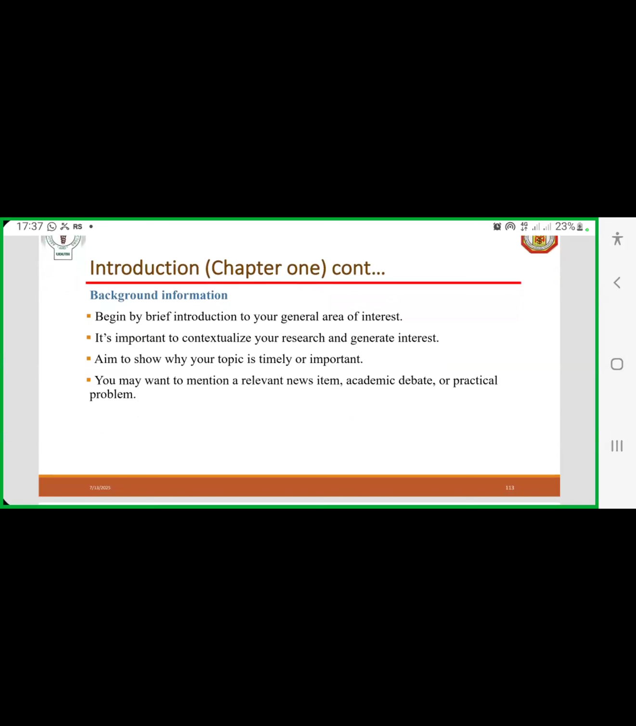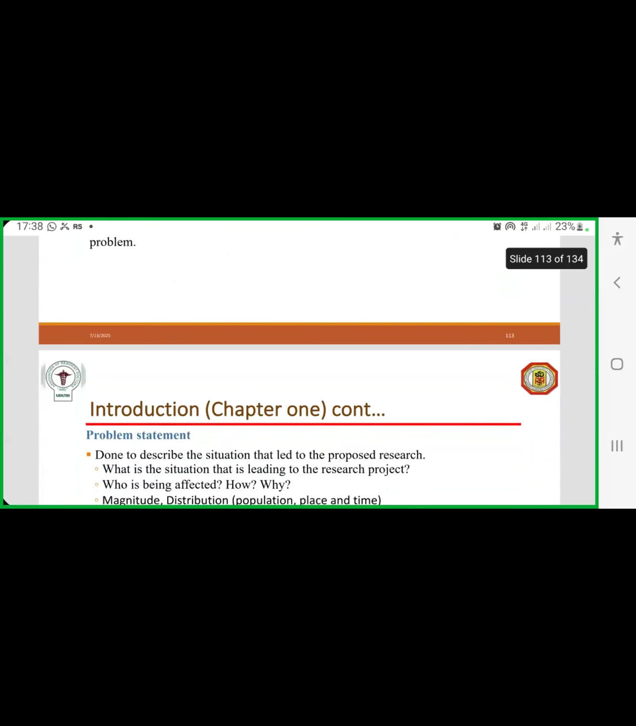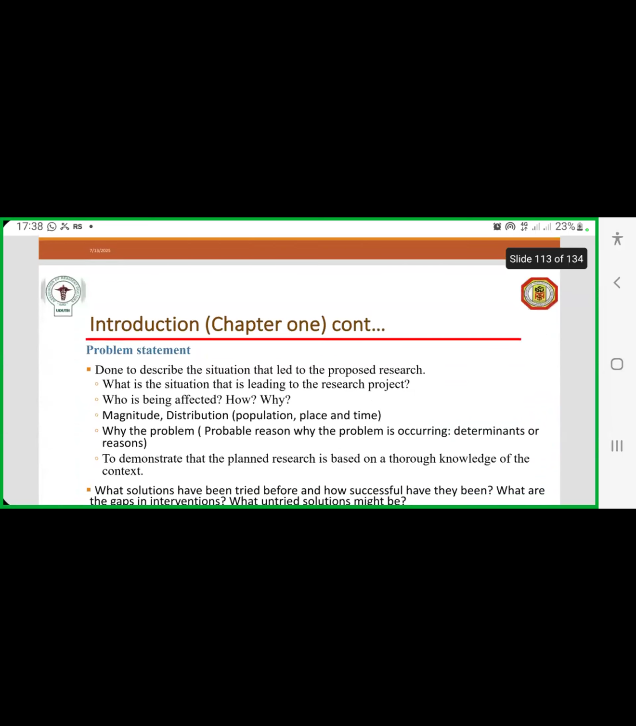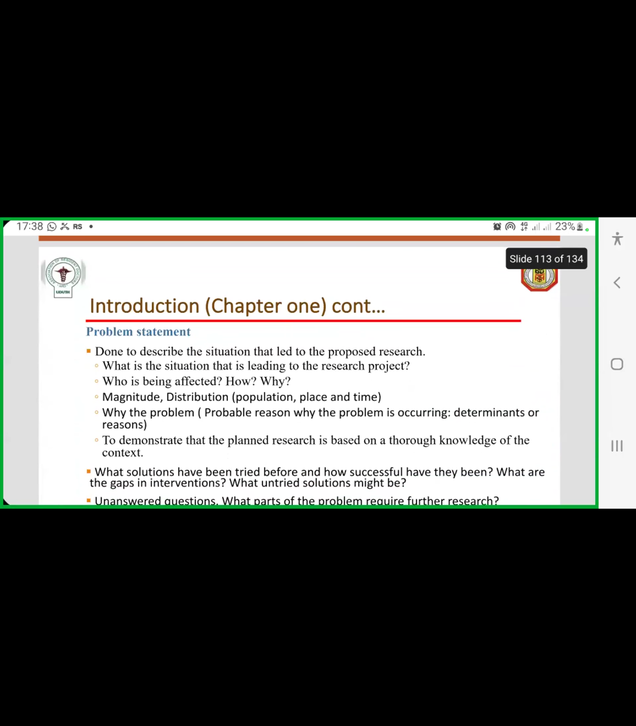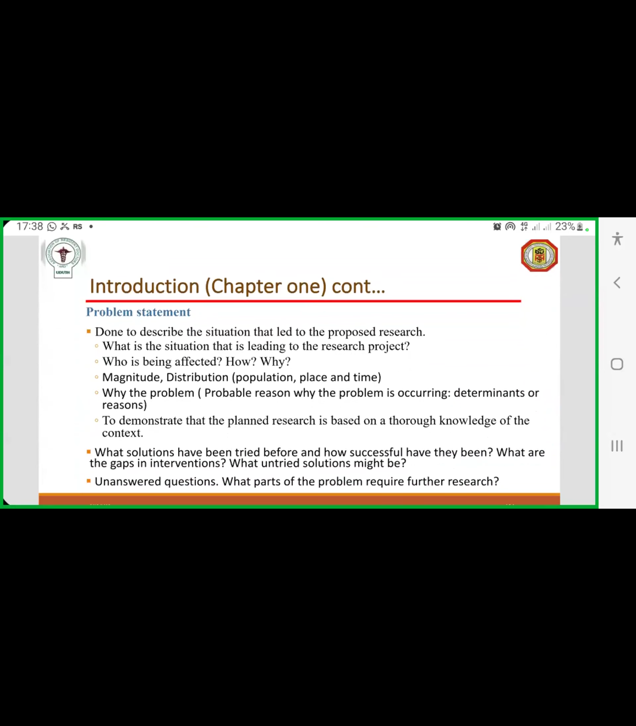The aim of the study should also be in the background. Maybe after your introduction, you may say, this study aims to do this and that. That is the end of the background before you come to the problem statement. So when you introduce the topic in the background, the last paragraph should be the aim. Maybe this study aims to find this and that. That is the background information. Then the problem statement.